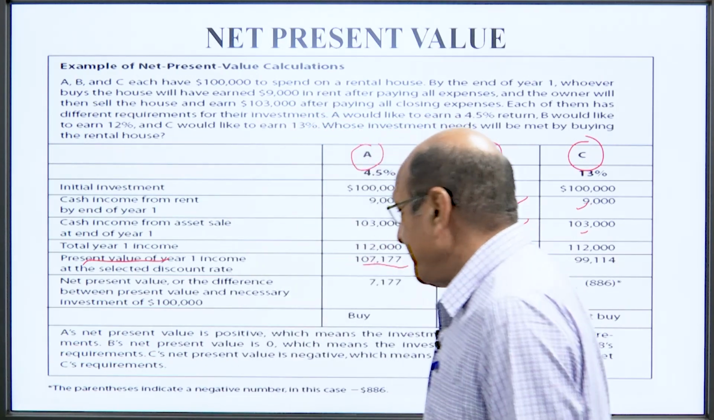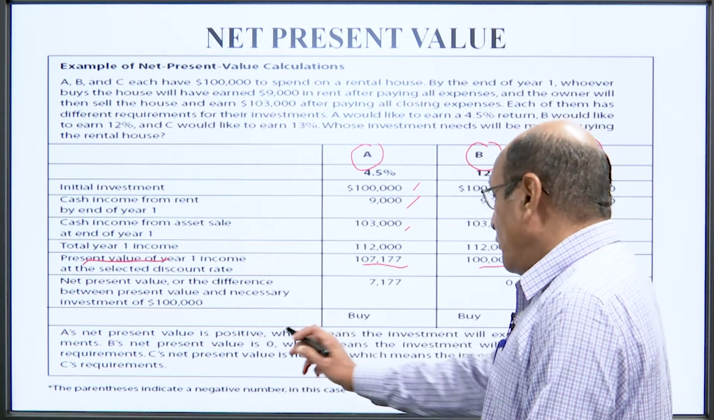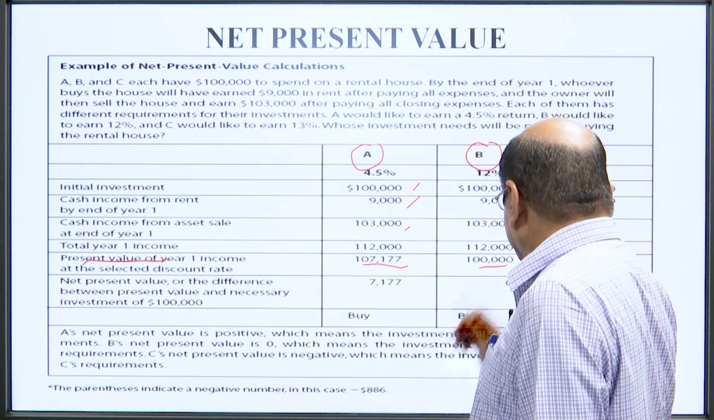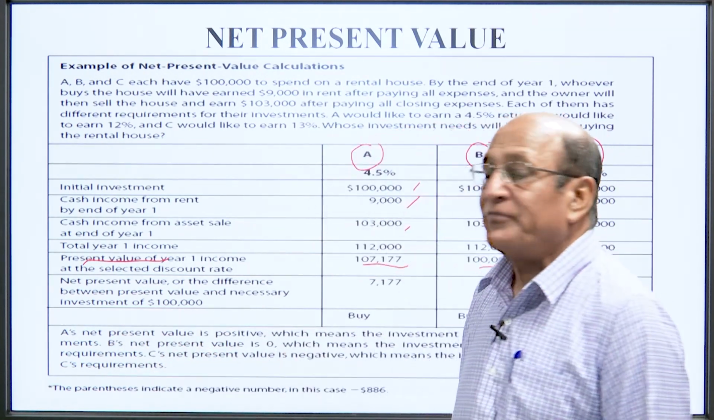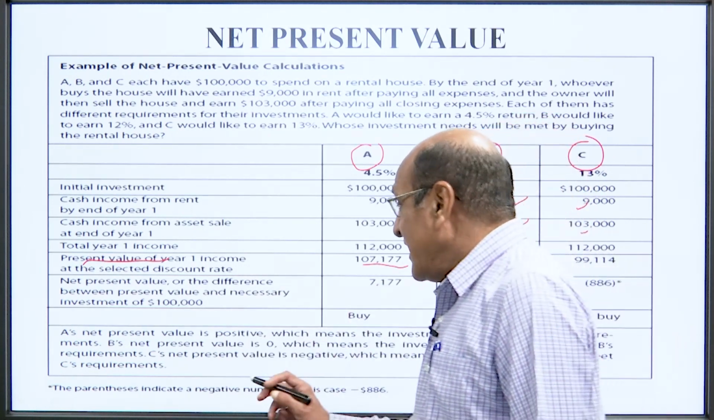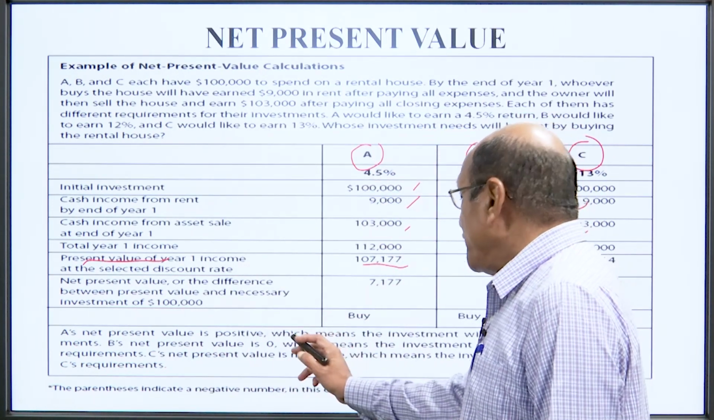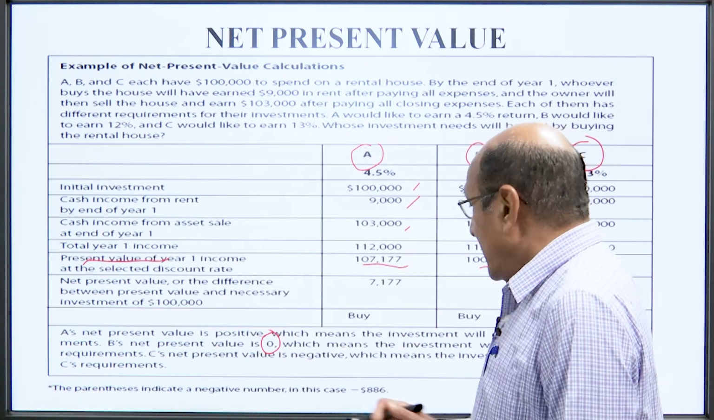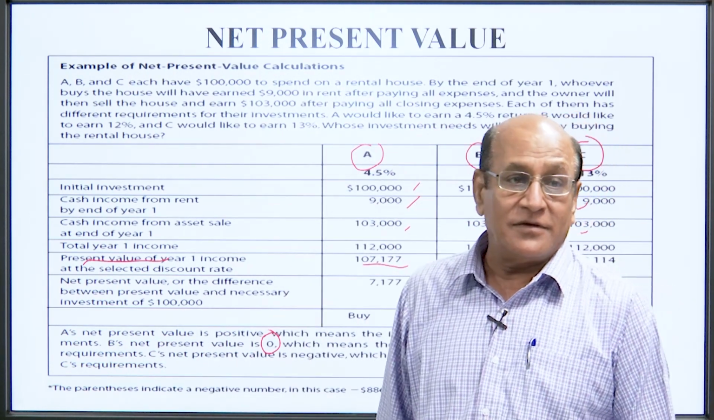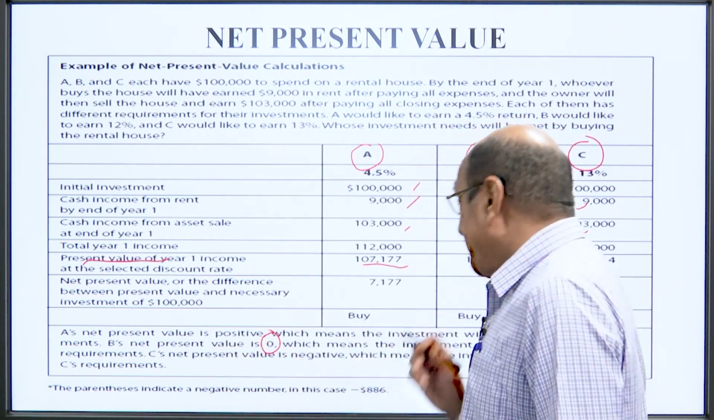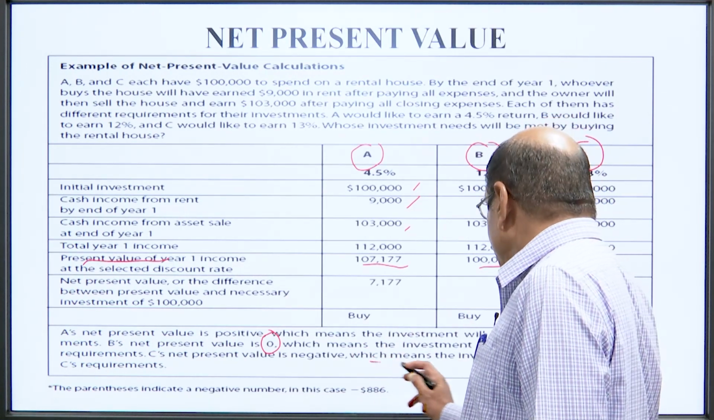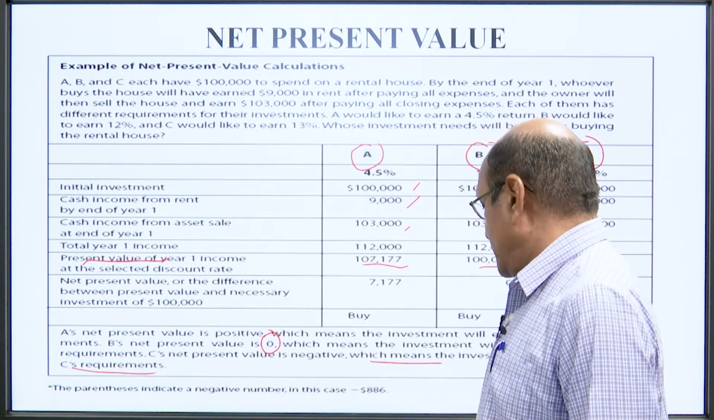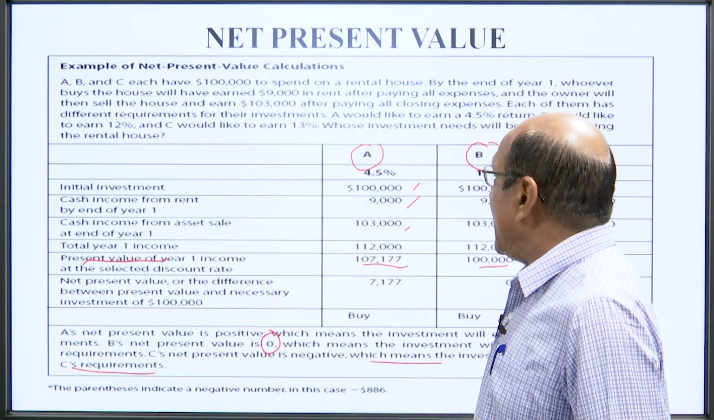So, we can say here A's net present value is positive, which means the investment will exceed A's requirements. For B, the net present value is 0, which means the investment will exactly meet B's requirement, and for C, the net present value is negative, which means the investment will not meet C's requirement. So, we can say A is the best.